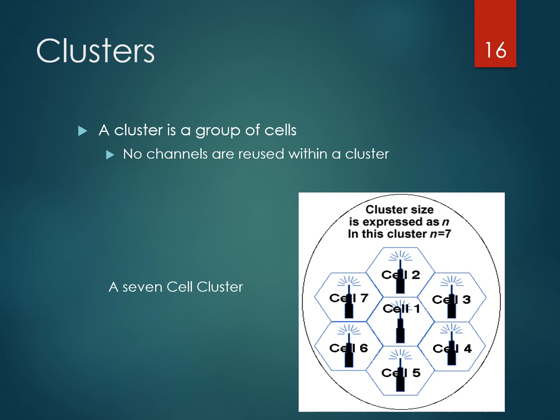So clusters. The combination of cells that forms a cluster, we can call a group of cells forms a cluster. So no channels are reused within a cluster. So cell 1, for example, say 850 megahertz to 950 megahertz is utilized by cell 1, means this 850 to 950 megahertz frequency cannot be used in cell 2, cell 3, cell 4, 5, 6, 7 and all. So the figure shows the 7-cell cluster concept.